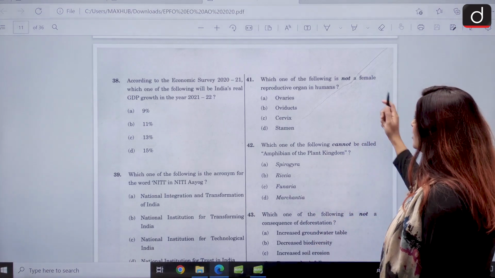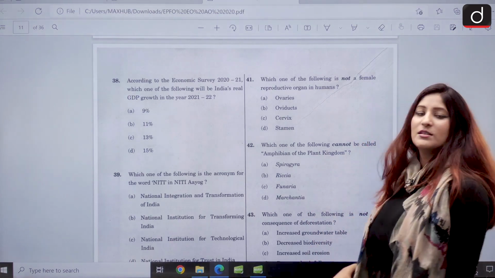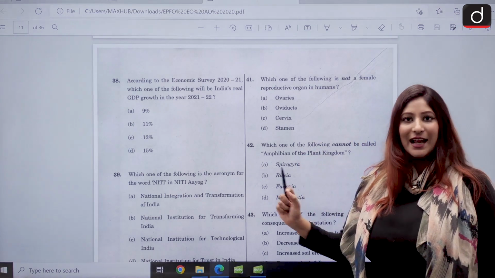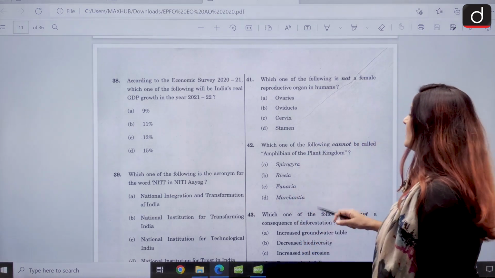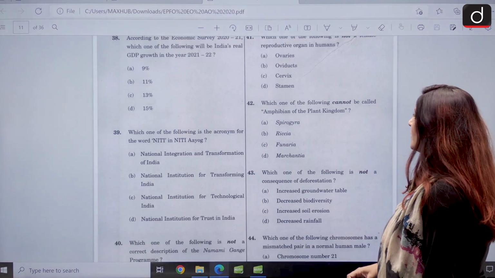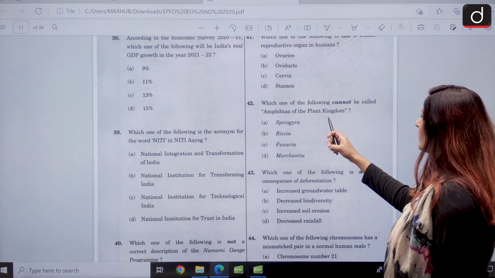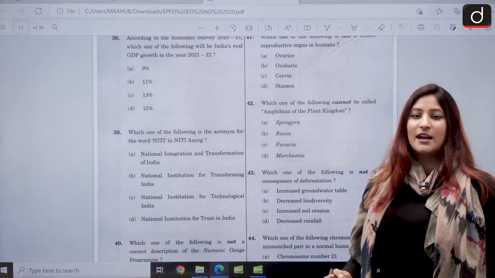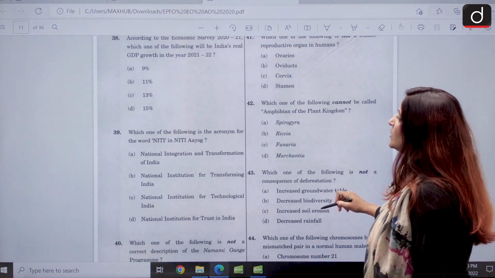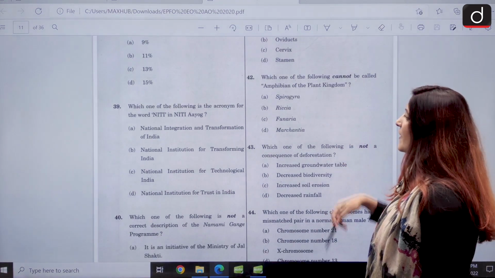Which of the following is not a female reproductive organ in humans? So this belongs to general science, biology section. NCERT will suffice. Which one of the following cannot be called amphibian of the plant kingdom? Again, NCERT will suffice over here. Which of the following, this belongs to, of course, biology.